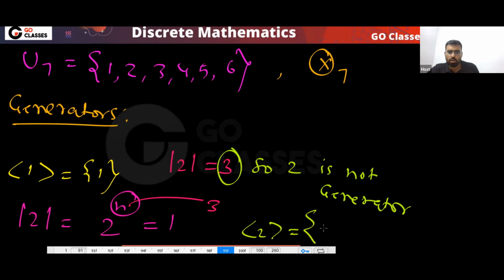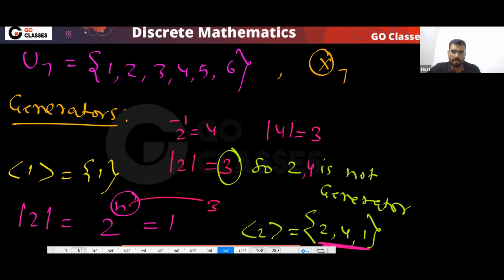See, 2 can generate 2 power 1, 2 power 2, and 2 power 3. So 2 power 3 will be the identity element. So you can notice that only these elements can be generated by 2. And you can notice the 2 inverse is also 4. So the order of 4 is also 3. So this 4 is also not a generator. So 2 and 4 are not generators.